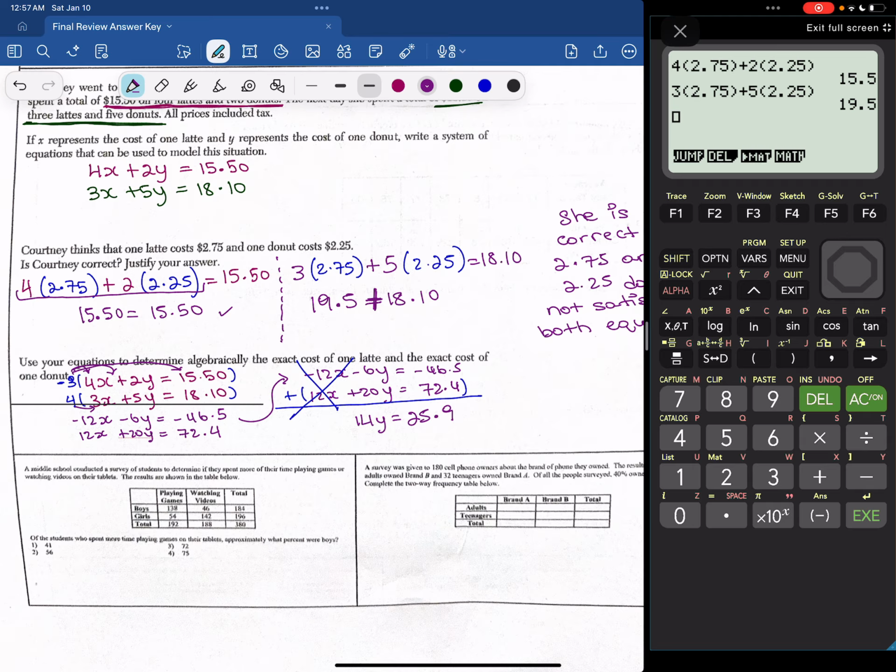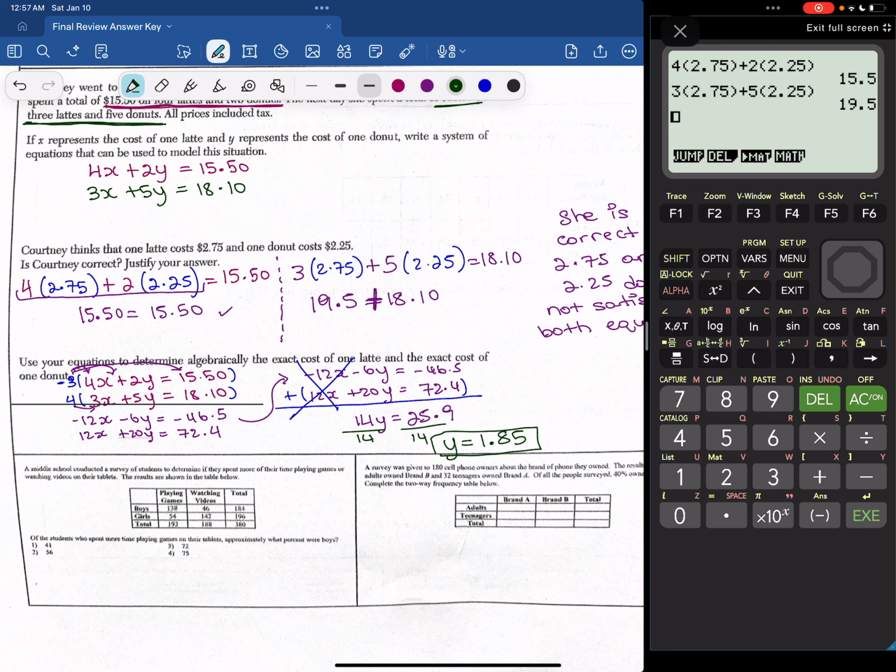The last step here is to divide both sides by the coefficient of y, to divide both sides by 14. After you do that, you're going to see that y is equal to 1.85. So this is telling us that the cost of one donut is $1.85.